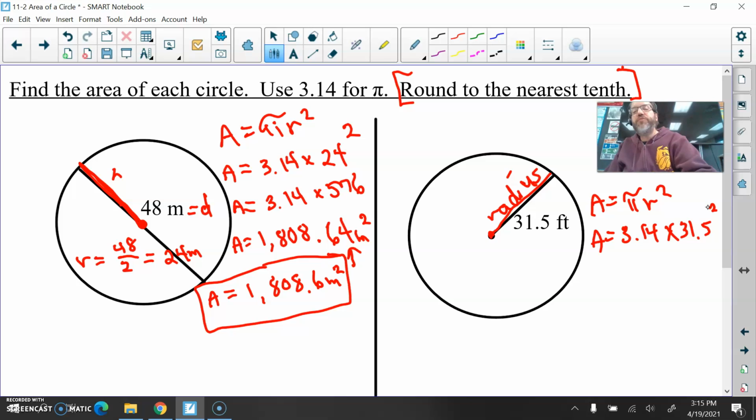squared. If you have a scientific calculator, you can enter this exactly as it shows. Just enter 3.14, hit the times button, then enter 31.5, and then hit the x squared button, and then hit enter. It'll give you your answer. On my calculator, since it's just a plain one, I'll take 31.5 times 31.5 times 3.14. And I get 3,115.665.